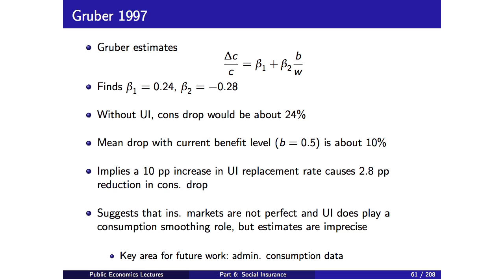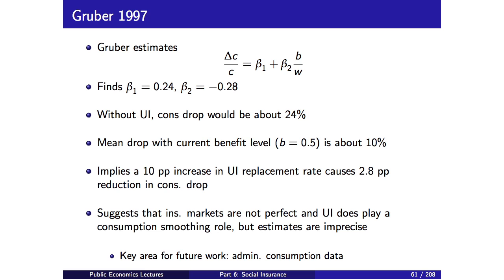So why does that make sense? Because when B is 0.5, we get back 0.5 times minus 0.28, so minus 0.14. And subtract that off of the 24% drop that we would have without UI, and you'd get a 10% drop, okay? So those are essentially the two facts you can think of as identifying that equation. Another way to think about it is that a 10 percentage point increase in the UI replacement rate causes a 2.8% reduction in the consumption drop.